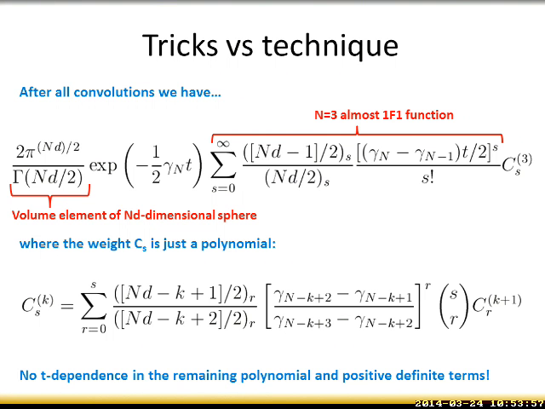Other things that are nice about this approach is that all of these weights, which I call weighting coefficients, are independent of the hyperradius. So really the hyperradius only comes in this, what I call this almost 1F1 function, and this Gaussian prefactor. So yeah, I can't stress how nice this was to see and implement.